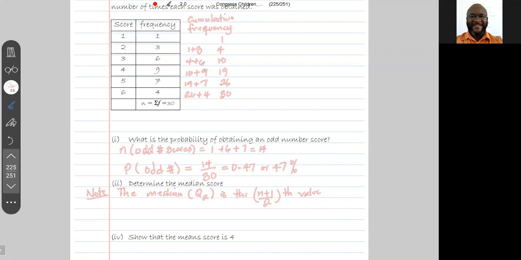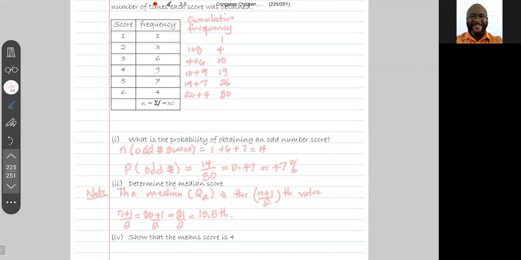So let's perform this calculation. First of all, n is 30. So (n plus 1) over 2 is the same as saying (30 plus 1) over 2. This is 31 over 2. This is 15.5th.